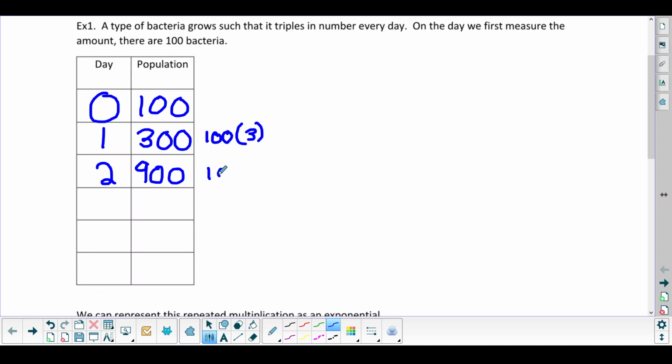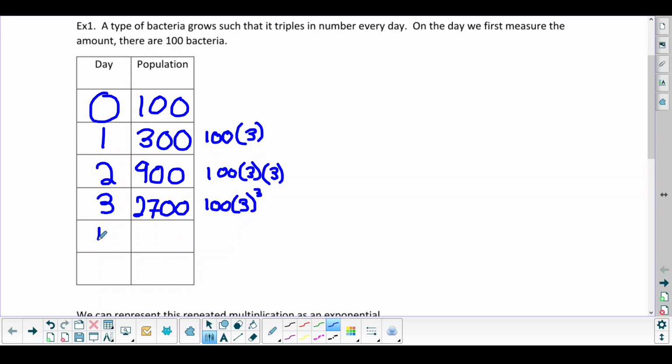And that we could write as 100 times 3 times 3. That's how we got to 300 times 3 again. And you can see how we're repeatedly multiplying. So let's see that again with day 3. Multiply by 3 again, and we get 2,700. We could write that as 100 times 3 times 3 times 3, or we can use an exponent, and this is why they're called exponentials. So we could say that's just 100 times 3 cubed.